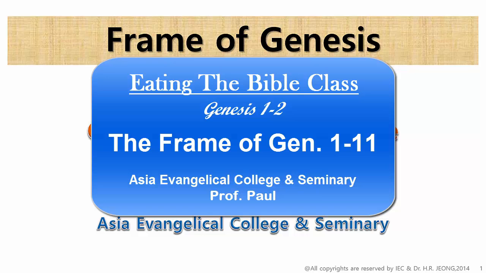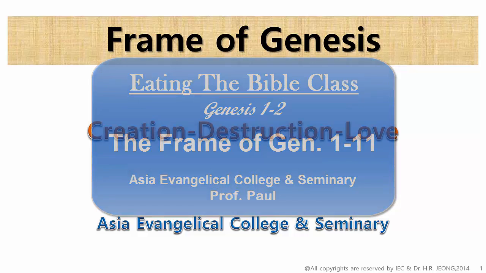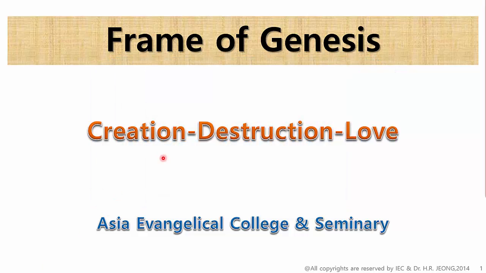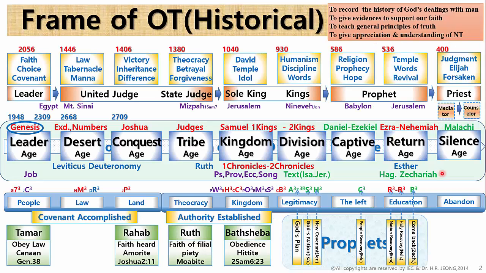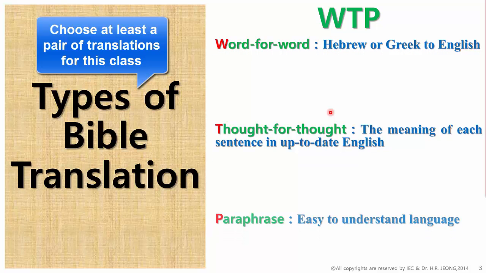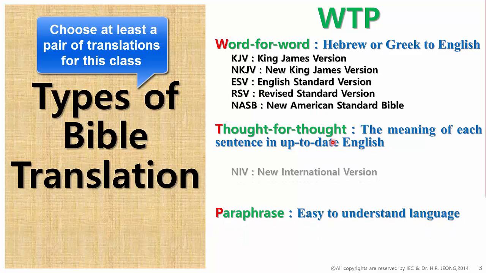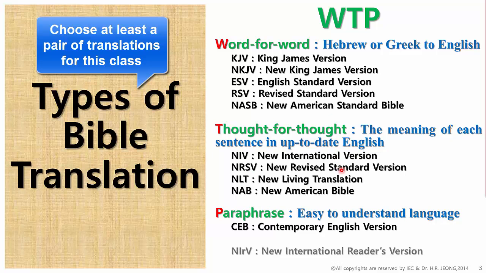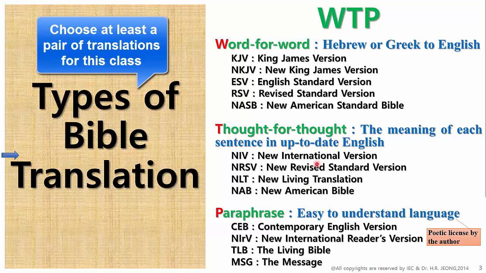Today, I would like to guide you into understanding the structures of both the Old Testament and the first part of Genesis, from chapter 1 to 11. In this class, I would like to share with you the story of the three pillars of Genesis, followed by a few frames of various topics from chapters 1 to 11.